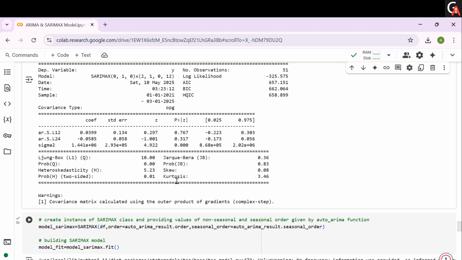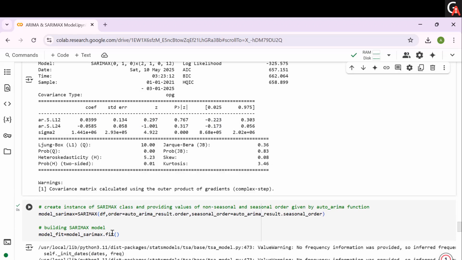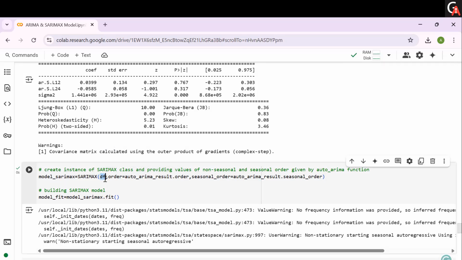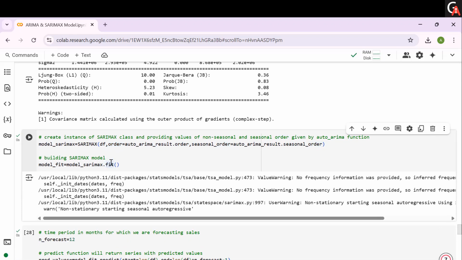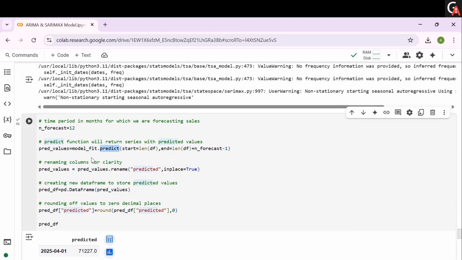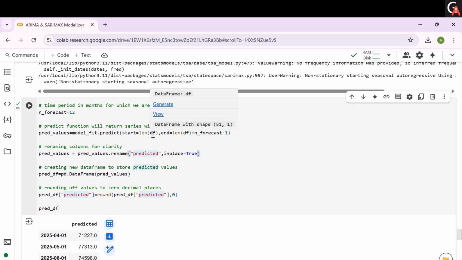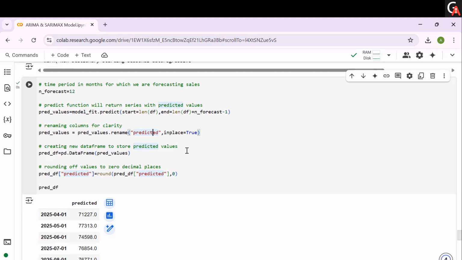Now whatever values AutoArima has given us, we'll give as input to our SARIMAX class. I will pass the entire data frame to SARIMAX, then give the non-seasonal and the seasonal order to it, and build the model using the fit function. Now let's see the predictions. You can use the predict function, starting from the number of records that we have till the next 12 records.